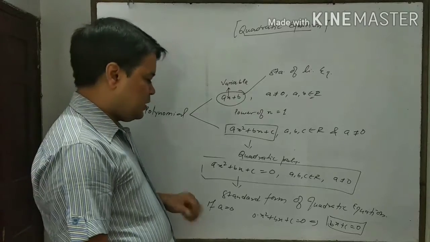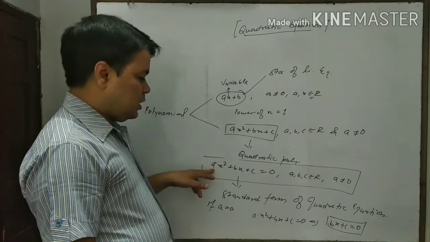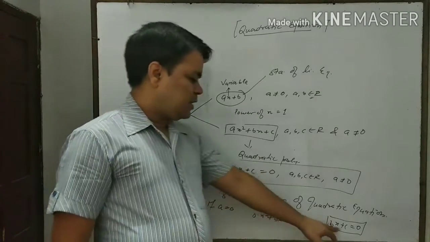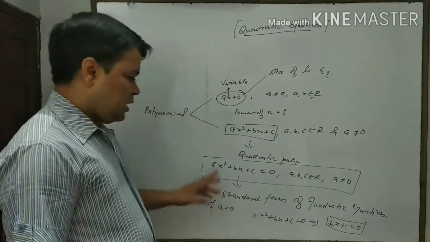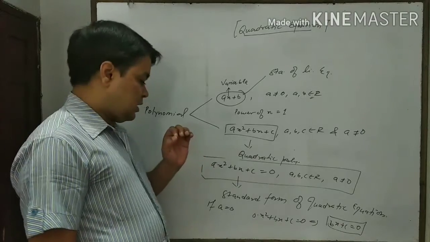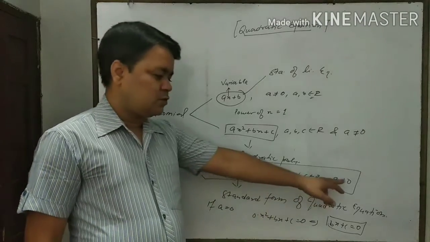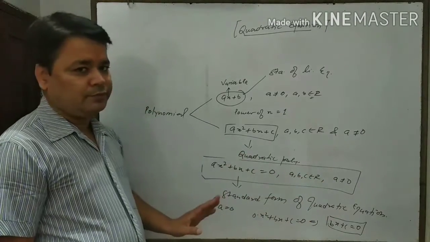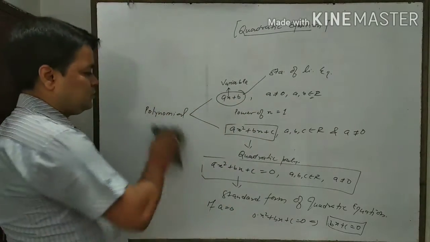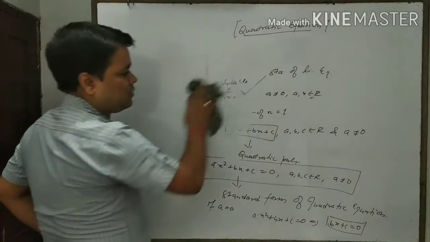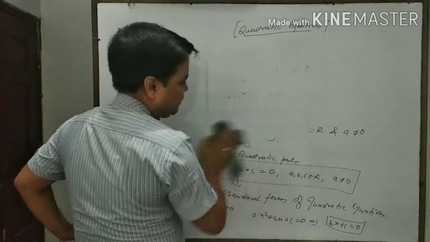What happens if a is equal to 0? Then the result will be bx plus c, which is a linear equation. Therefore, it is important that the value of a should not be 0. In our daily life, we see the use of quadratic equations also.